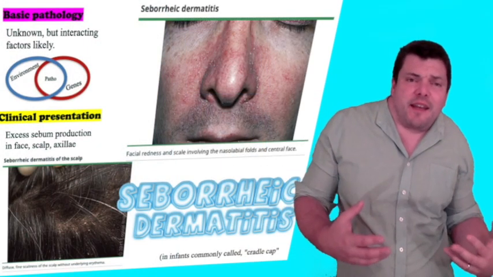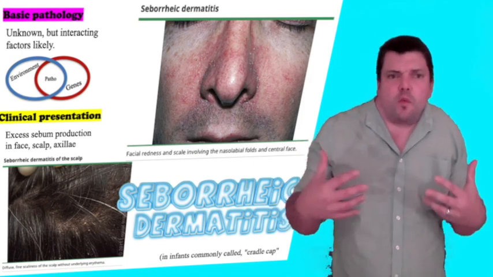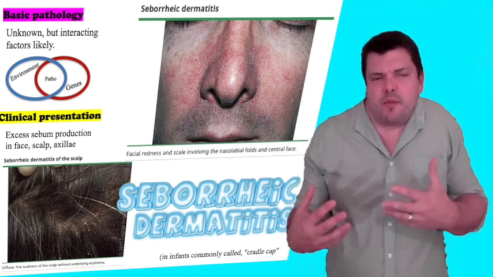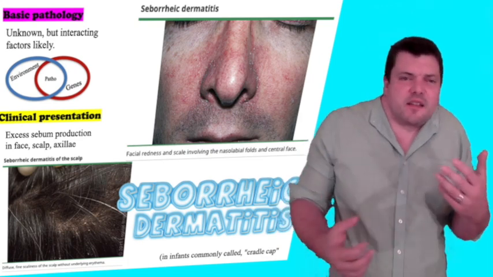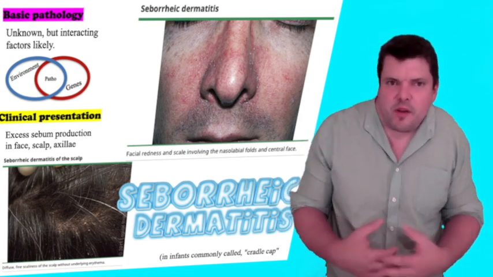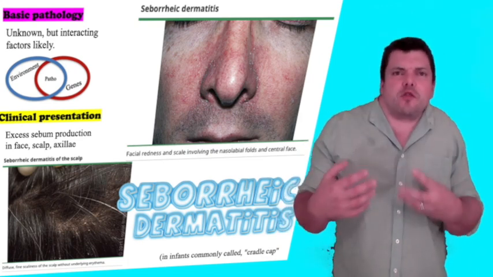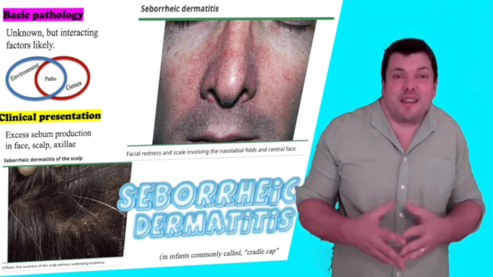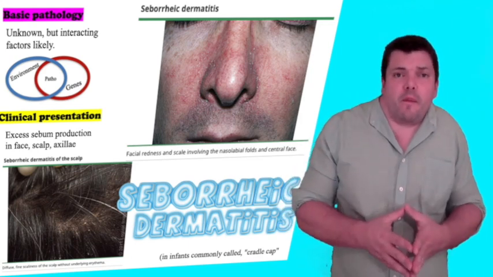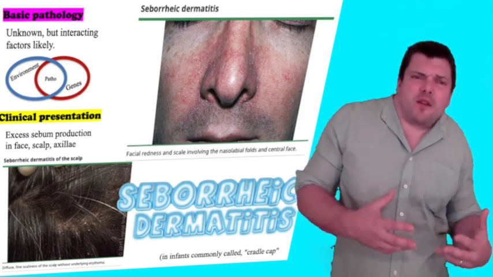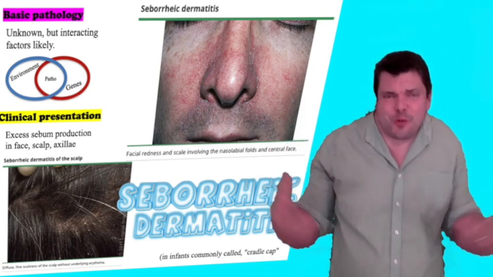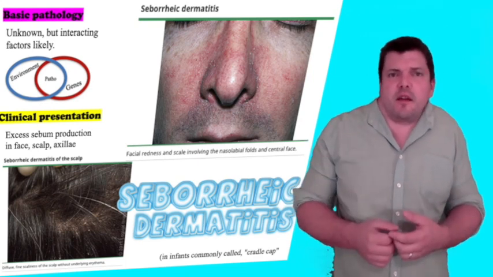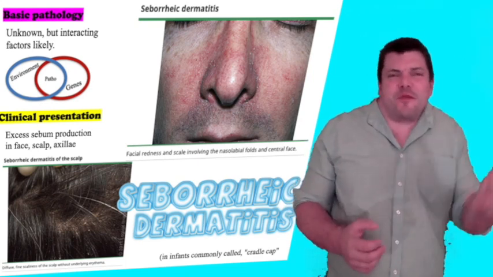Seborrheic dermatitis is a condition whereby excess sebum production, typically around the face, the scalp, the armpits, produces a reaction locally, and the skin gets red and irritated, and you can see the results of it in the picture here. Who gets this? We don't really know, but it's probably an interaction between folks with the right genetic predisposition within the right type of environment.